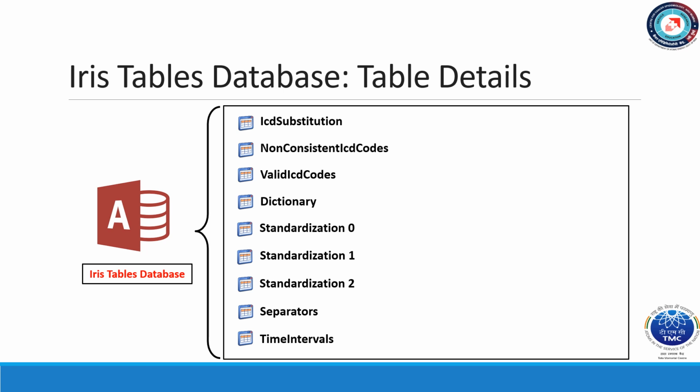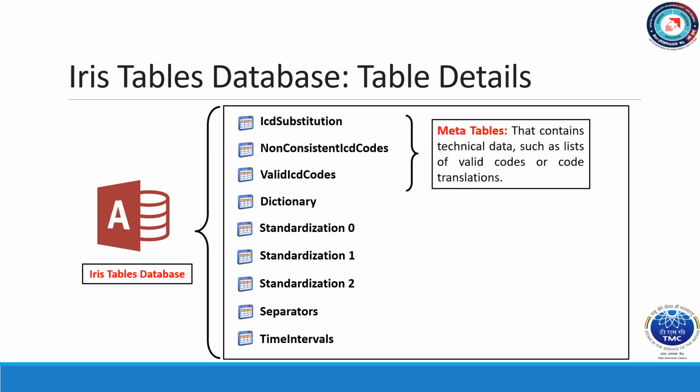The first 3 tables, namely ICD substitution, non-consistent ICD codes, and valid ICD codes, are the meta tables which contain the technical data such as list of valid codes or code translations. These tables are necessary for correct functioning of IRIS and one should not change or delete them. In exception, one has to adapt the non-consistent ICD codes table to the requirement according to one's country.